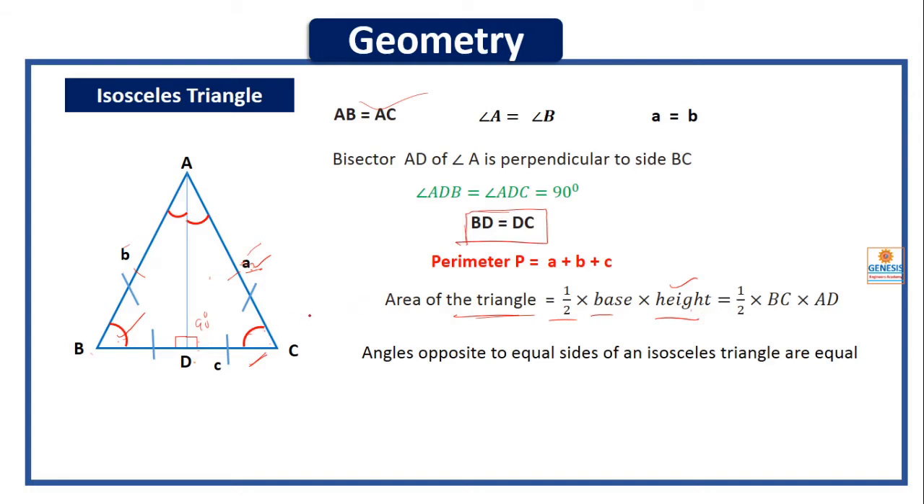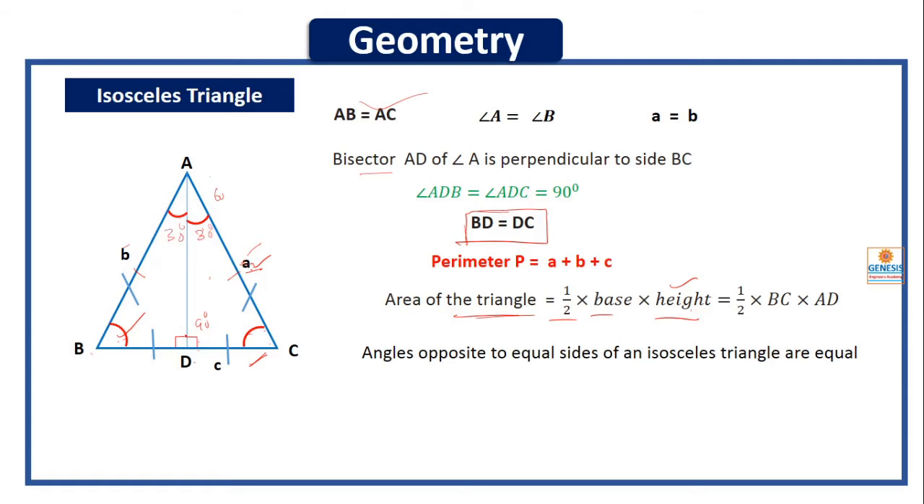Okay, so that is about the isosceles triangle. What have you learned about isosceles? If two sides are equal, the angles opposite to those sides are also equal. So this is the angle bisector. The angle bisector of A means, suppose it is 60 degrees, then the bisector makes it 30 and 30.